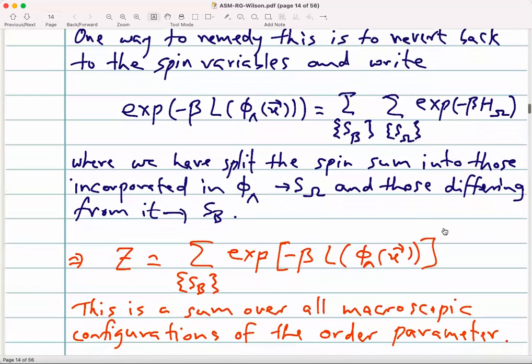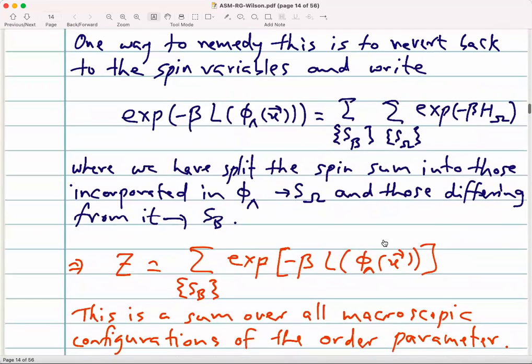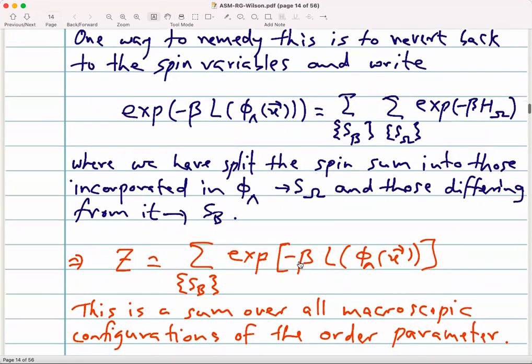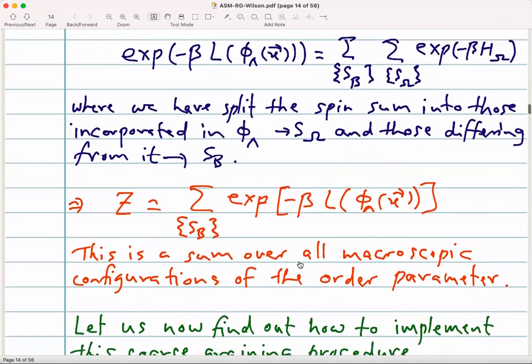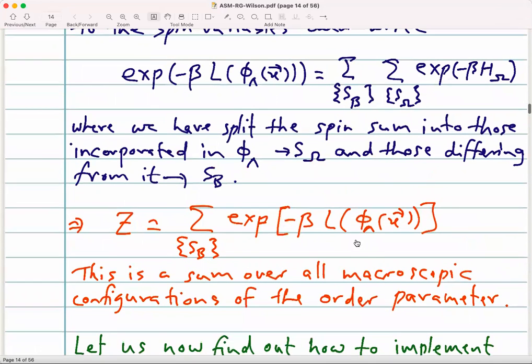So what one essentially ends up doing is to write down the partition function where this description of L of phi lambda is already a sum within the block, and then you try to do a sum of this quantity over the block. So this is what we want to do. We'll eventually forget about this and go back to the spin and rewrite the system in terms of spin degrees of freedom.